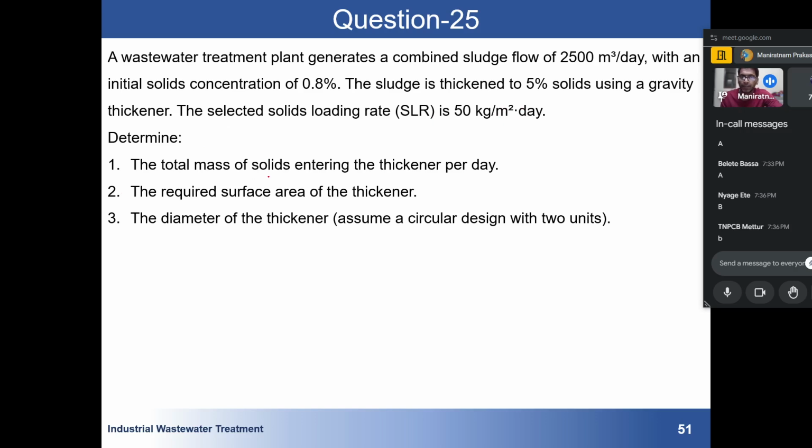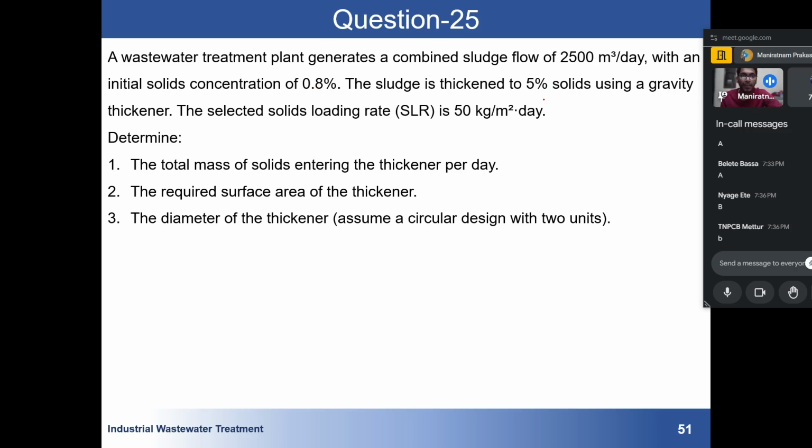Find the total mass of sludge entering the thickener per day, the required surface area of the thickener, and the diameter of the thickener. Assume a circular design with two units. So for dewatering or thickening, we are using a gravity thickener. Here this much sludge is coming, of which 0.8% is solid, and the sludge is thickened to 5%. Initially 0.8% was solid, now 5% is solid.